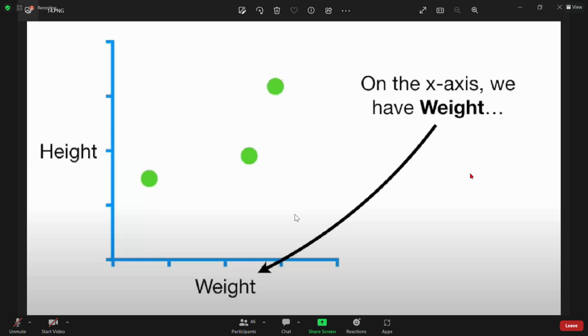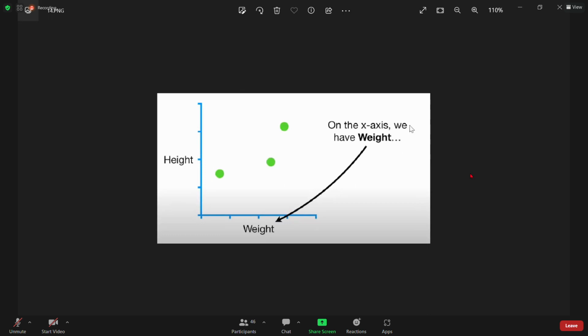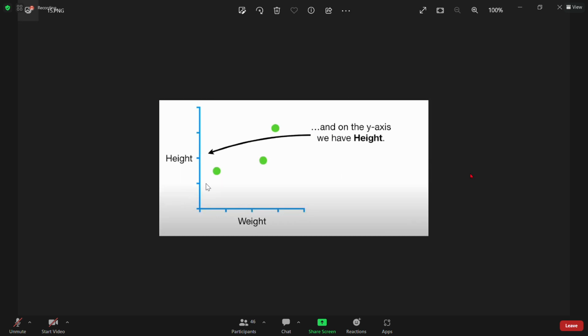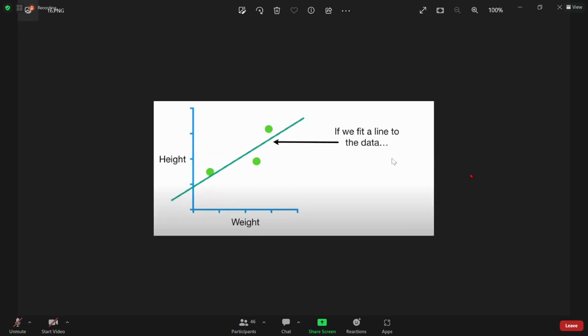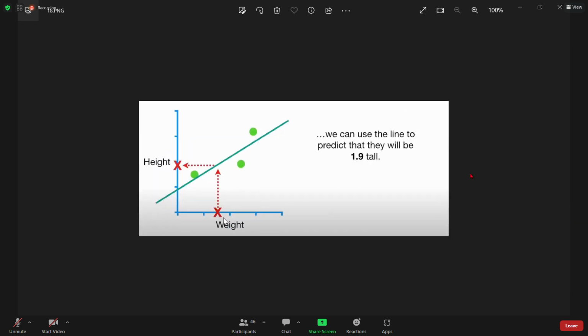Okay, all right, guys. Before I go back, look at this. On the x-axis, we have weight, isn't it? On the y-axis, we have height. If I fit a line to the data, assume someone tells you that the weight of the person is 1.5. So can I say this is 1.5? 0, 1, 2, 3, 4, isn't it? So 1.5 is here. Okay, now next step. If 1.5 is the weight, can we predict whether the person is tall or not?